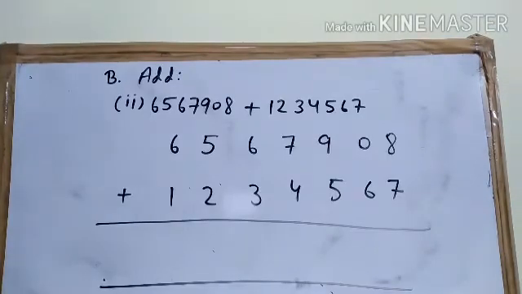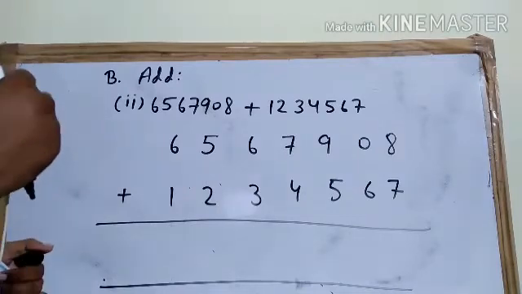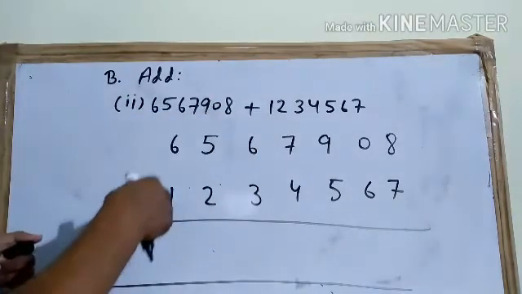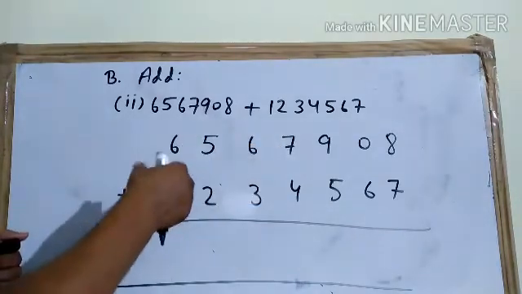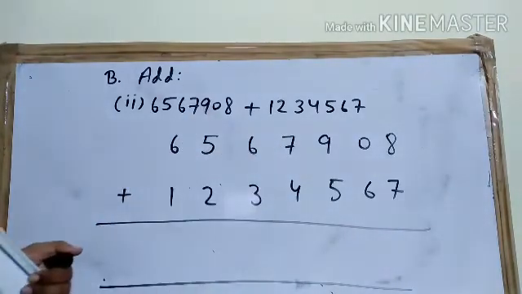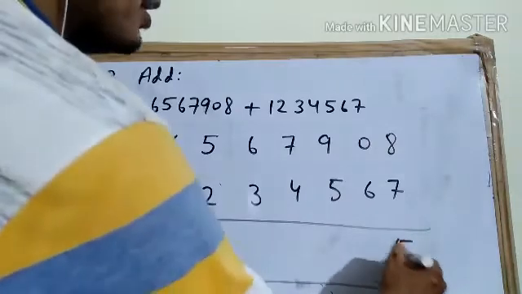In B problem we are doing second part. In second part we have to add. There are two big numbers. First we write according to columns, and we can start adding from extreme right. 8 and 7 15, 1 carry.